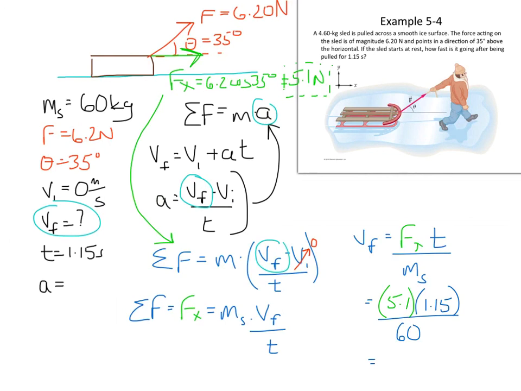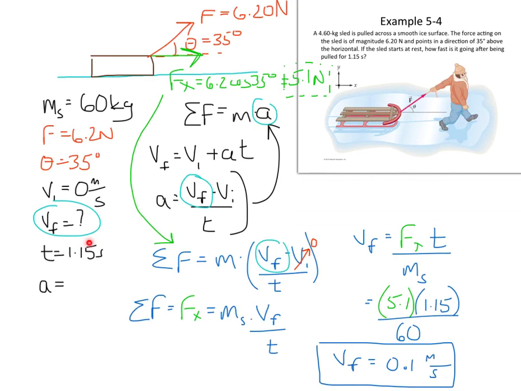So 5.1 times 1.15 divided by 60, 0.1 meters per second. It's a final velocity. It's not very fast. But for that matter, you don't tend to pull sleds across ice very fast. And remember, it is only after being pulled for 1 second. So it's really not going very fast at all. Okay, but that is going to be the final velocity.